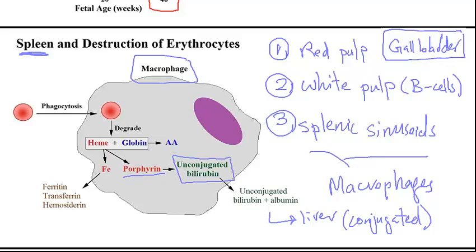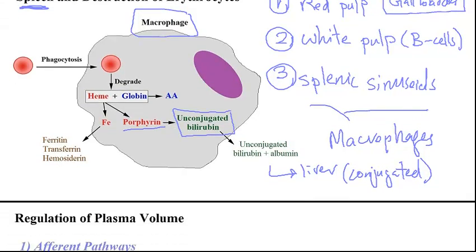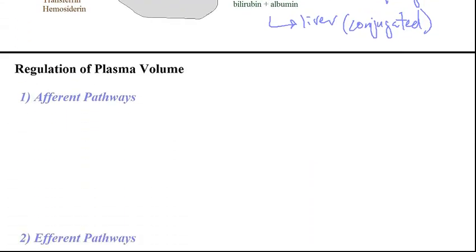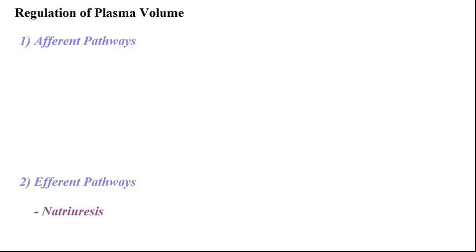All right, and so that covers the destruction of red blood cells by spleen. Next, I would like to go over regulation of the plasma volume. So once the plasma volume needs to be increased or decreased, there are different mechanisms. Afferent or sensory pathways detect decrease or increase in the plasma volume. And then the efferent or motor pathways will induce changes in order to correct for that abnormality.